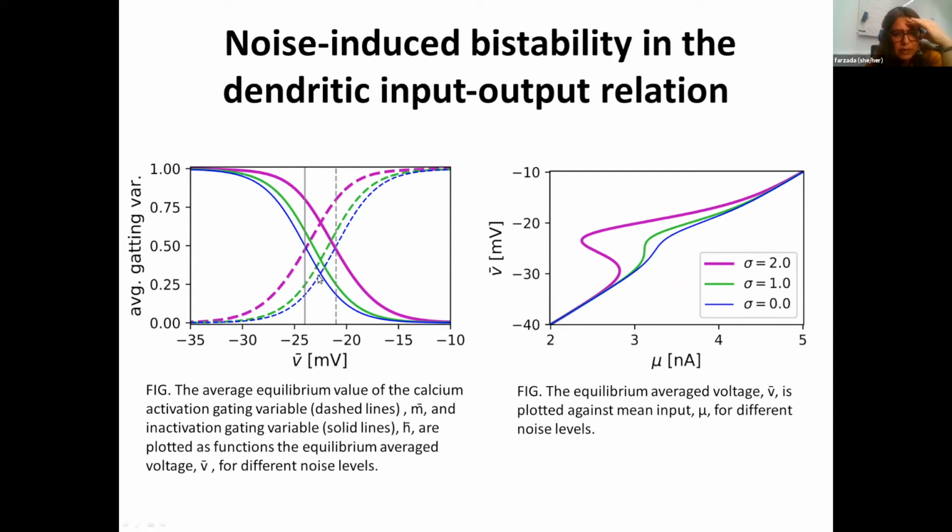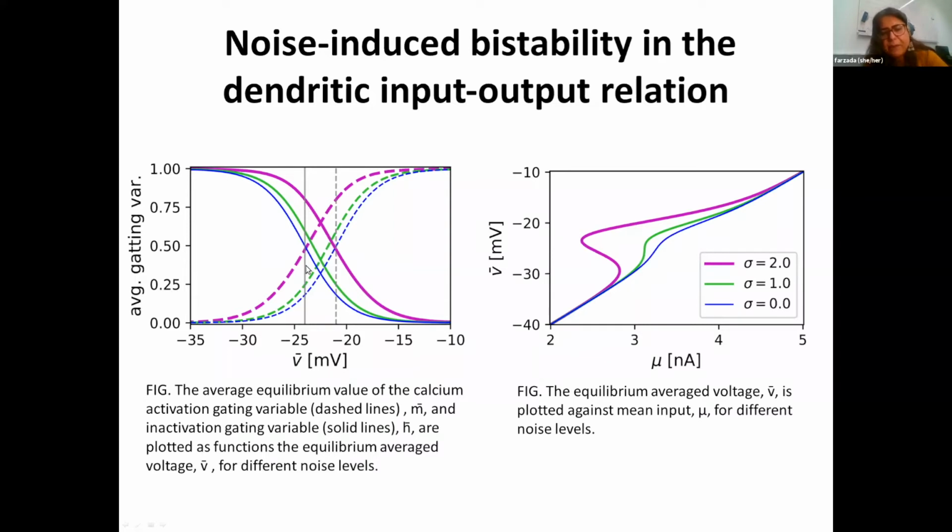You can see that the blue curves are no noise. And when I start increasing the noise, they start to shift. The dashed blue, which is the M variable, starts to shift to the left, and the solid blue line shifts to the right. By this shifting apart, basically, if you remember from my equations for the calcium, M times H, you get a higher and higher window current here.